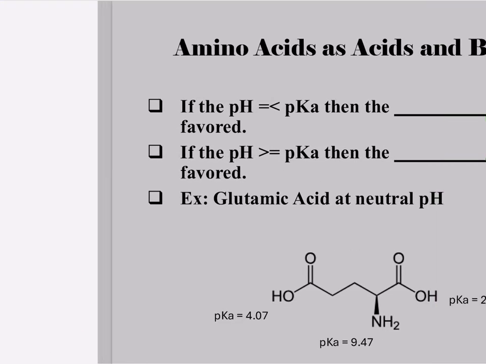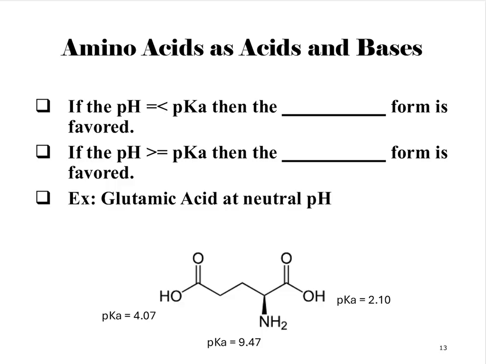Okay, so if we look at a specific example, let's use glutamic acid down here. Basically, if the pH is less than the pKa, then the protonated form is favored. And so as we get to lower pHs, that means there's already so much H plus or H3O plus in solution that it's favored to have the proton on the amino acid. It's taking it away from solution. If the pH is greater than the pKa of that proton, then the deprotonated form is favored.